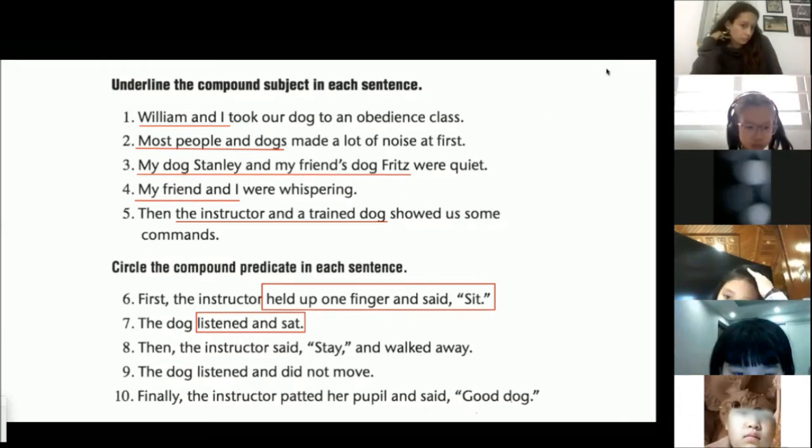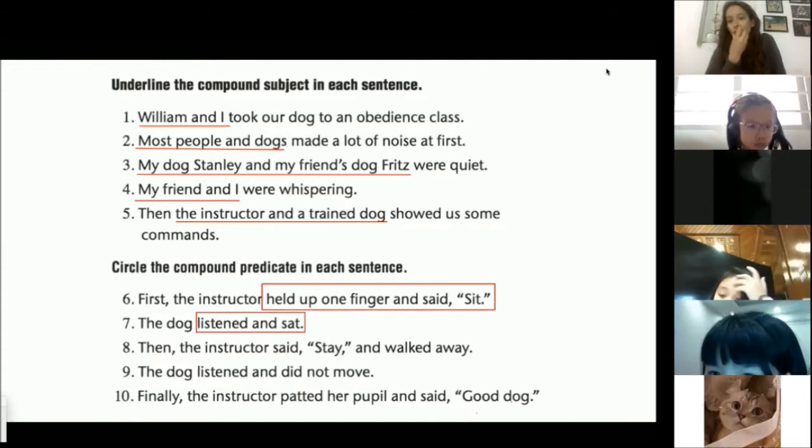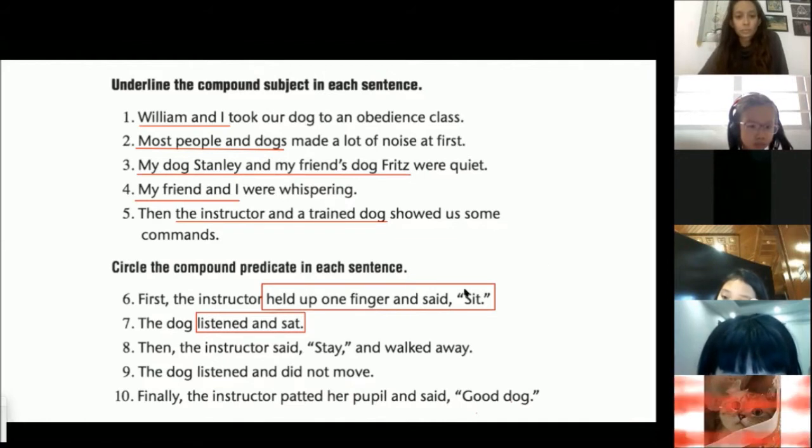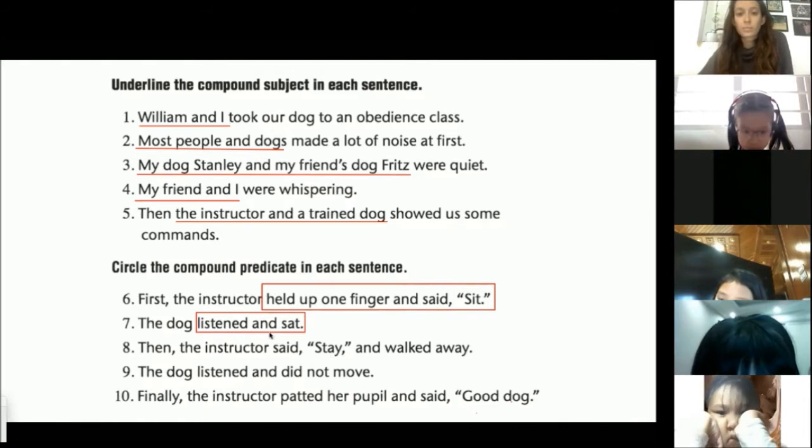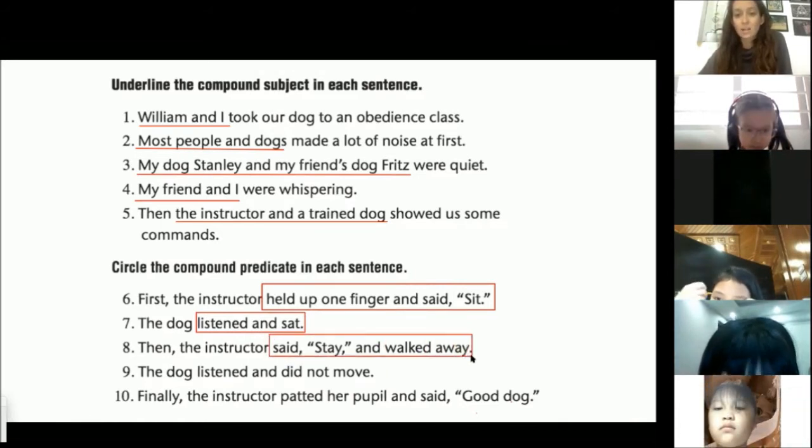Then the instructor said, "Stay and walk away." Okay, and our compound predicate. The predicate is stay and walk away. What did the instructor say, or said stay? Said stay. All right, so we'll start with our verb said, say, and walked away.